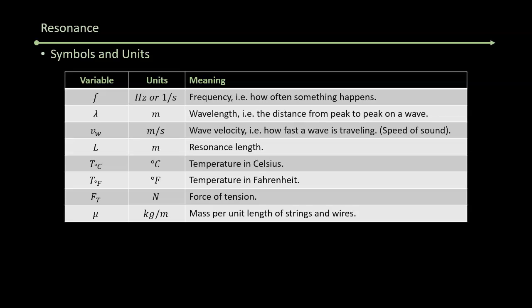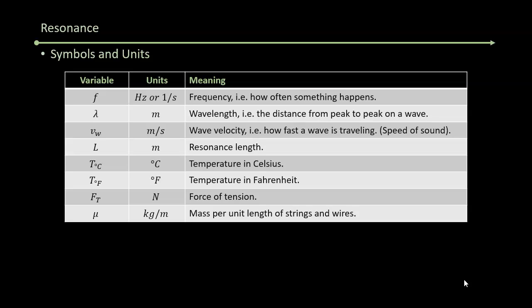Symbols and units we're introducing, some are repeats. Frequency, we have lambda, we have wave velocity. We're introducing resonance length, which is just a length in meters. And now we have to start thinking about temperature. There's temperature in Celsius, which is what our equations are going to be in because we're using SI units, but there's also temperature in Fahrenheit.